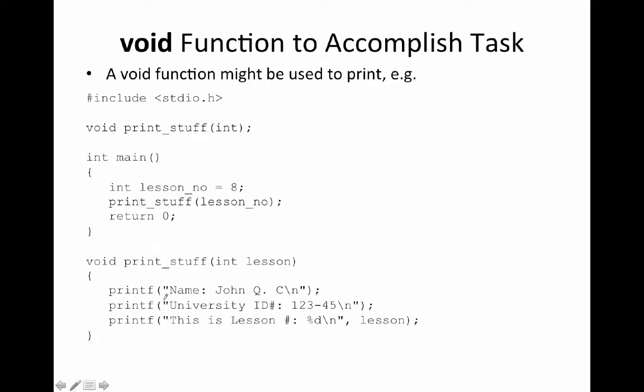So here's an example of a void function that accomplishes a task. All it does is it prints. So I start by including the standard I/O header file. Then I have my function prototype for a function that's called printstuff. We have the main function.